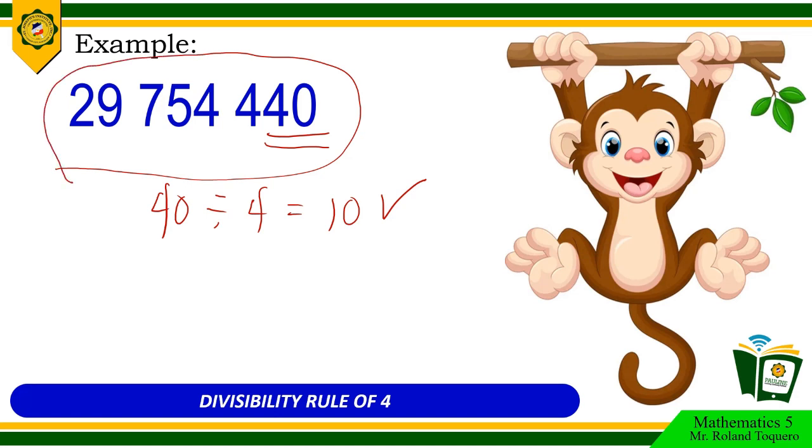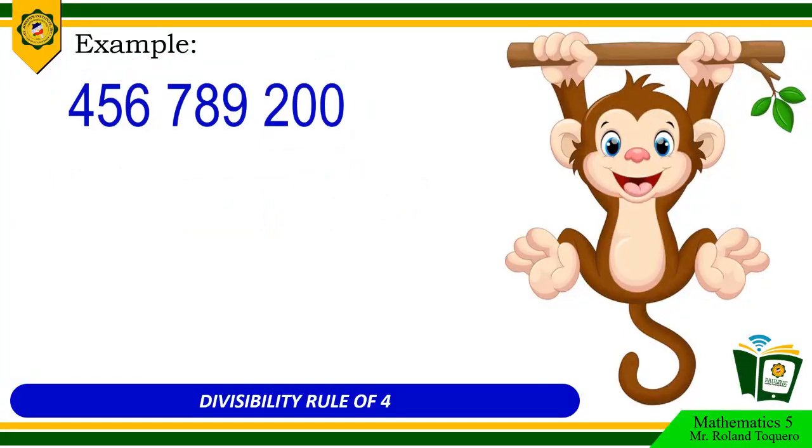29,754,440 is divisible by 4. Another number. Is 456,789,200 divisible by 4? The last two digits are zeros. Is the number 0 divisible by 4? The answer is yes. Therefore, 456,789,200 is divisible by 4.